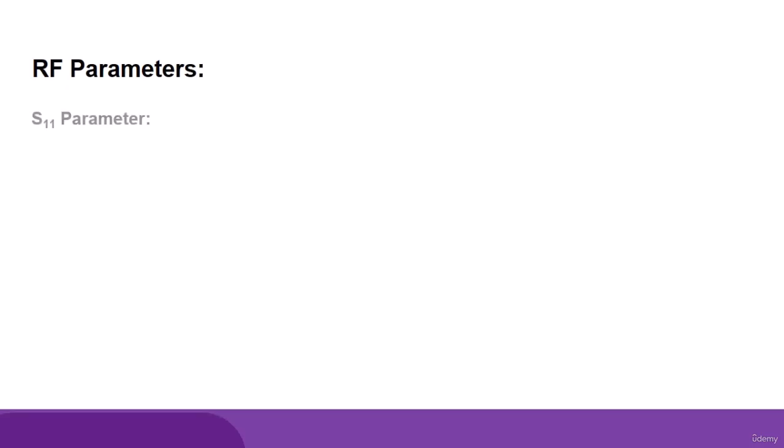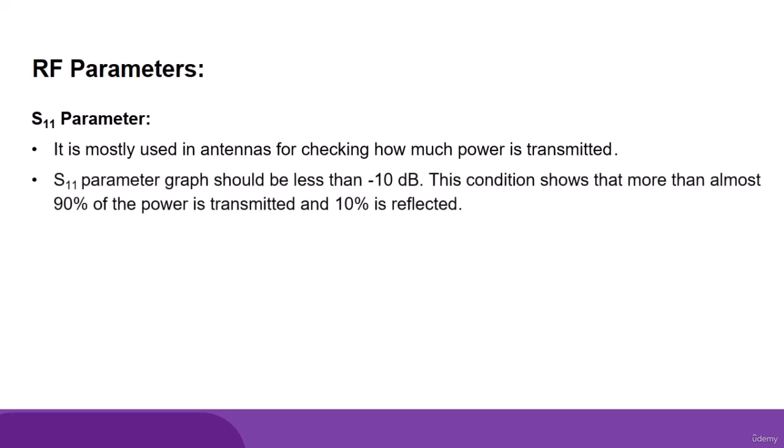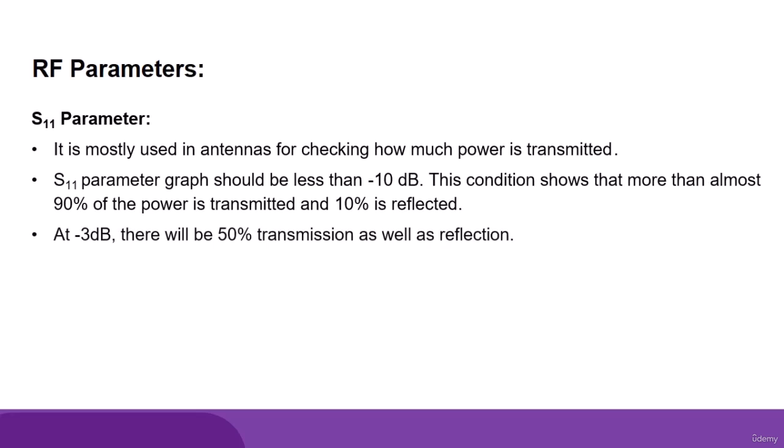Hi everyone. In this lecture we will discuss the S11 parameter. This is the S11 parameter primarily used to measure the amount of transmitted power. It has also been defined in the previous lecture. At 3 dB, there will be 50% transmission and reflection.